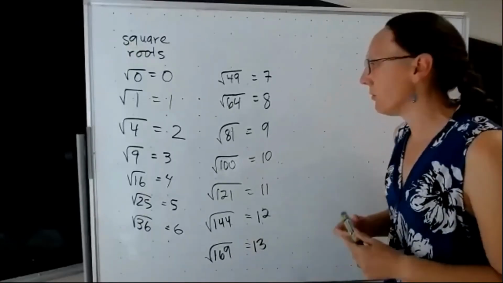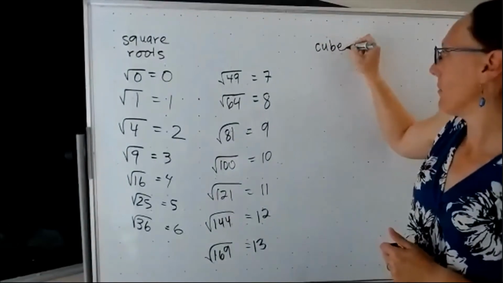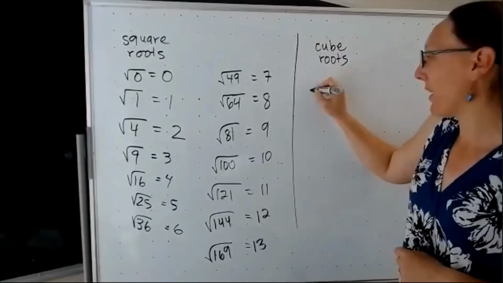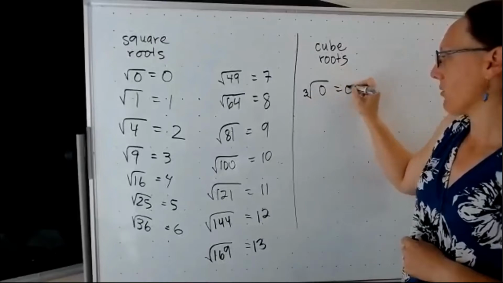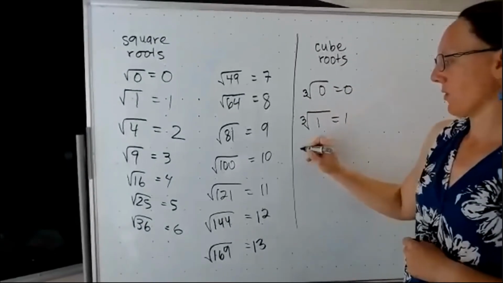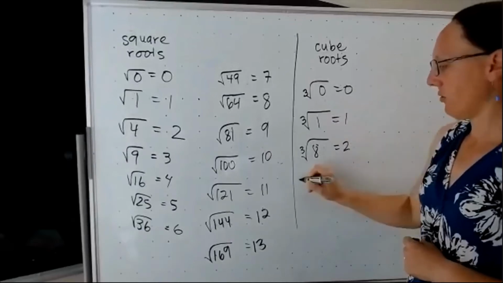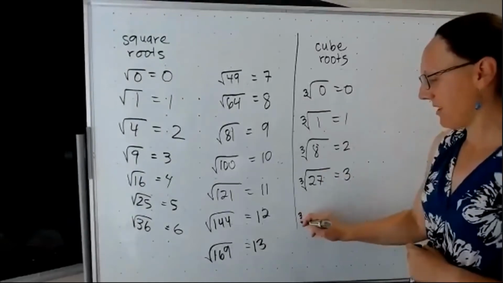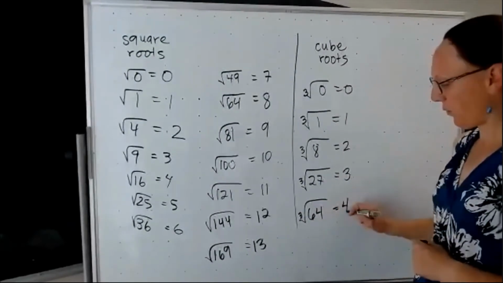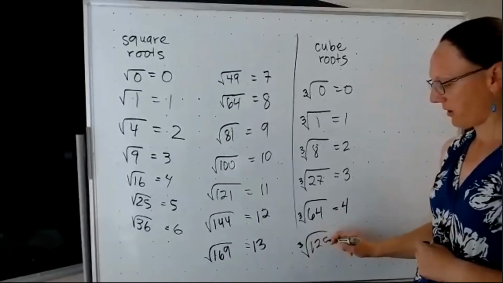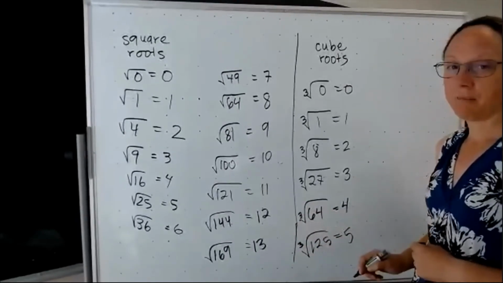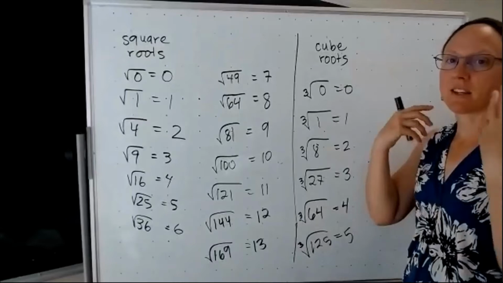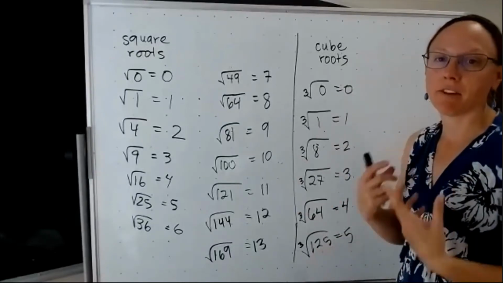If I go to cube roots, you don't need to know quite so big, but the cube root of 0 is 0. The cube root of 1 is 1. The cube root of 8 is 2. The cube root of 27 is 3. The cube root of 64 is 4. And the cube root of 125 is 5. And I would say that's as high as you should have kind of memorized. If you see a cube root of 125, you should know that that's 5.